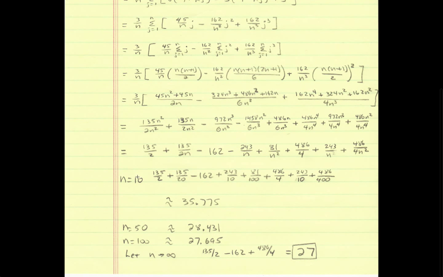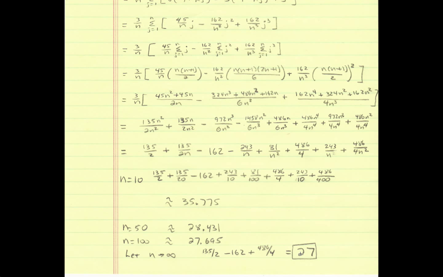So I give you an example here with 10 rectangles. I plug in 10. There's my answer. I plug in 50. You can see my answer has gone down. I plug in 100. It's gone down more. And once again, when I let it go to infinity, this and this and this is the only thing that's left over. Oops, I apologize. This and the 162 and the 486 over 4. That's the only thing that's left over to give me the same answer, I should say, of 27.